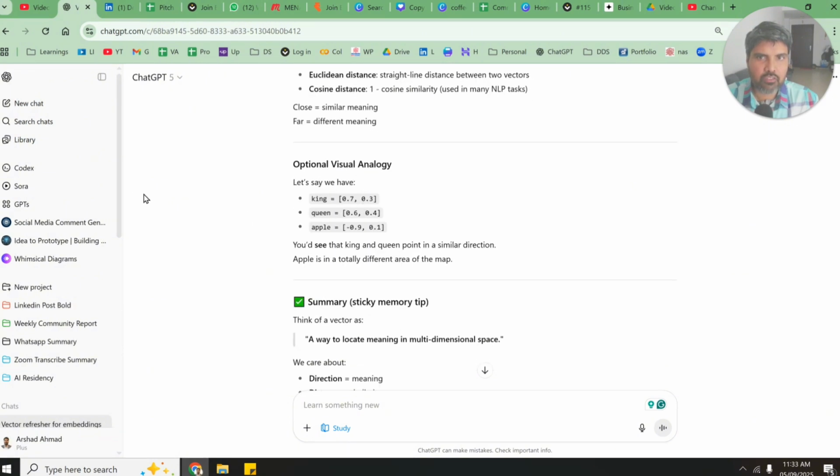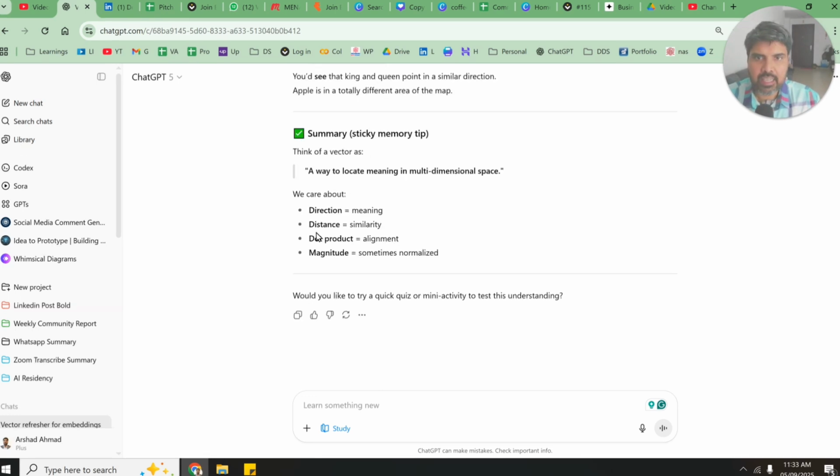Suppose we look at it visually: king is here, and you see that king and queen are in a similar direction. Apple is in a totally different area of the map, and this is it. Think of a vector as a way to locate meaning in a multi-dimensional space. There are 4 things that we carry. So okay, this is it.